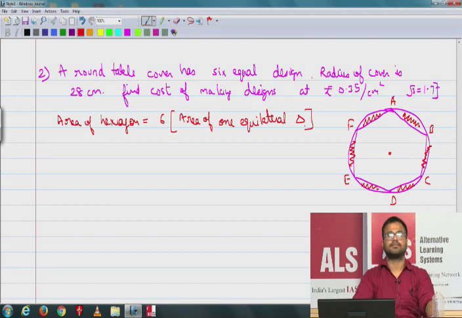Now do this. Find the area of the shaded region, multiply by 0.35, you will get your answer directly. And if required, use the value of root 3 as only 1.7. This is the value, 1.7, you have to use for root 3.